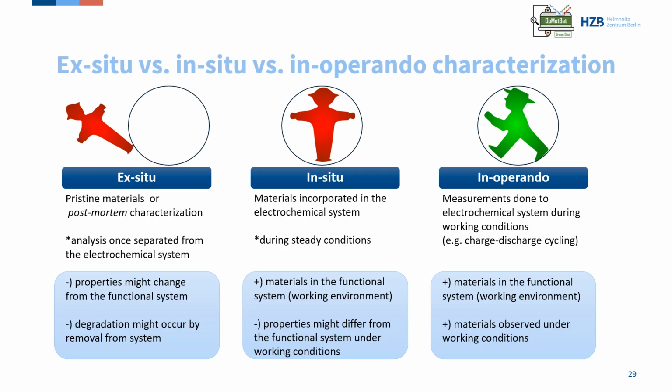However, if the system is not under working conditions, the properties might differ from what happens in the working environment, that is, during the electrochemical process to investigate. Therefore, operando characterization performs measurements in the system of study during its working conditions, so that the electrochemical processes are occurring while the measurements are being made.